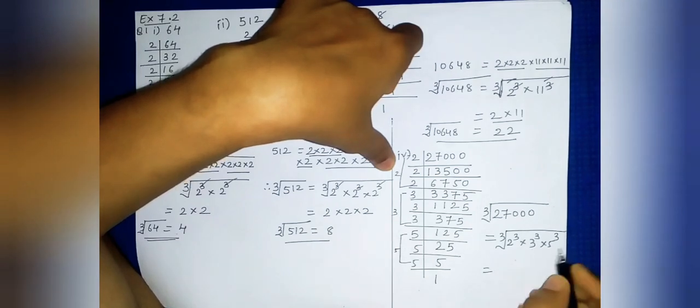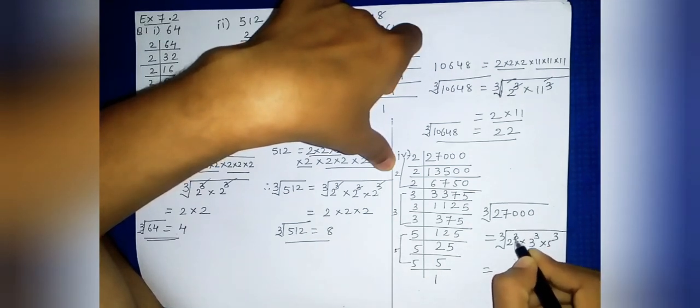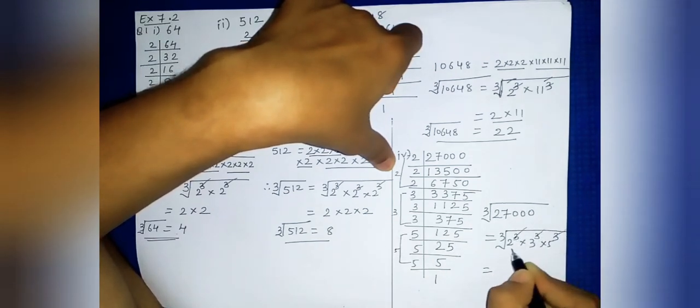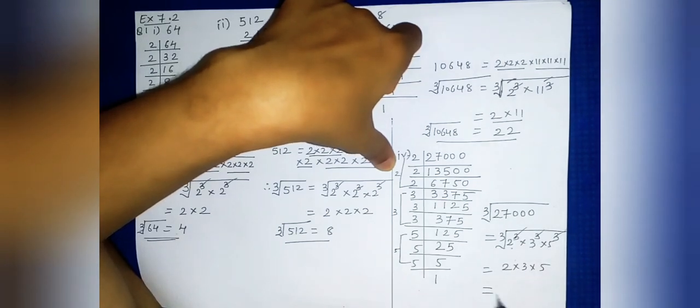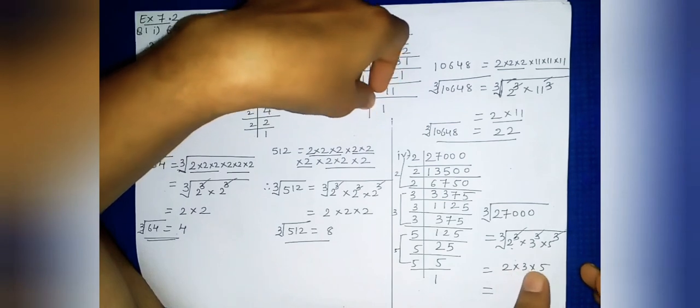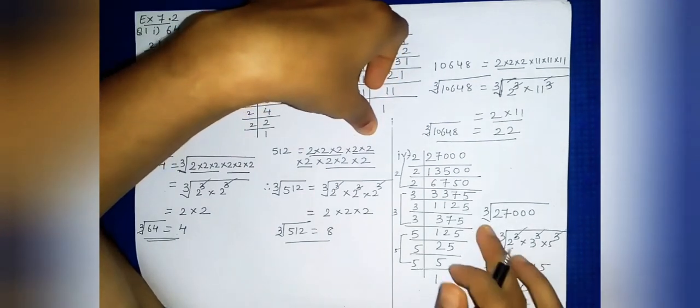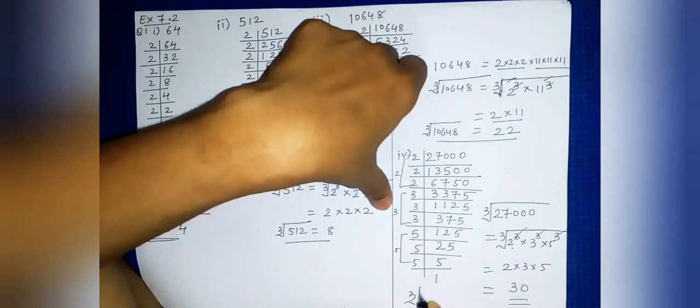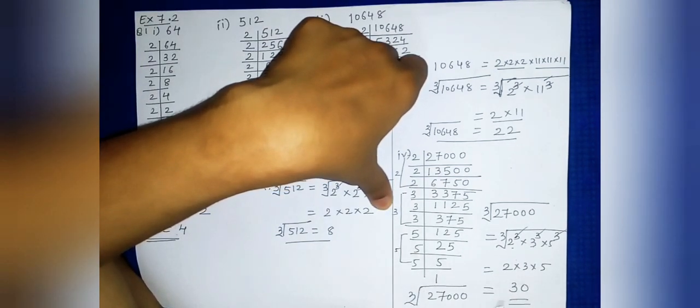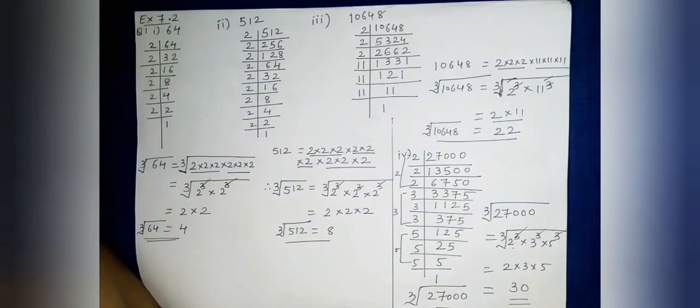Same way this side. This cube will get cancelled with this root. So 2, 3 and 5 are left. 2 into 3 into 5. So if you multiply, 2 3s are 6 and 6 5s are 30. 30 is the answer. So cube root of 27,000 is equal to 30. So this is your final answer.